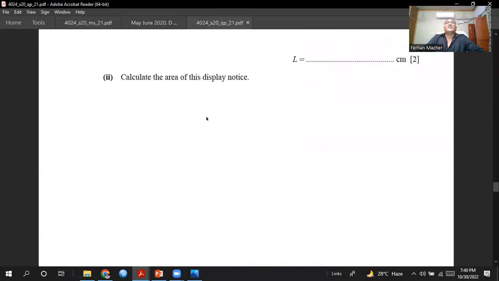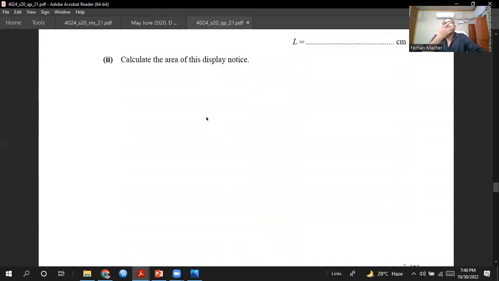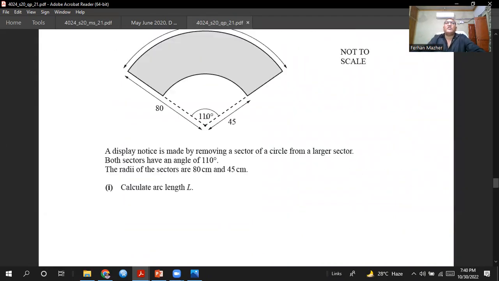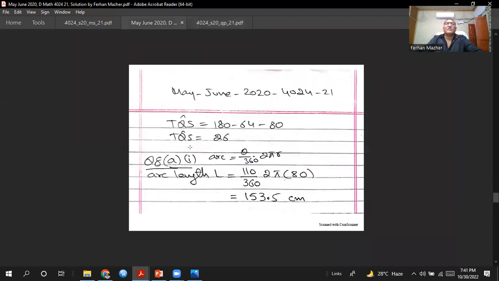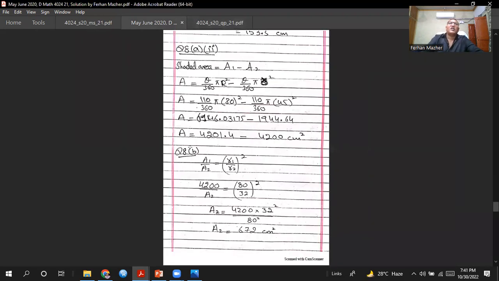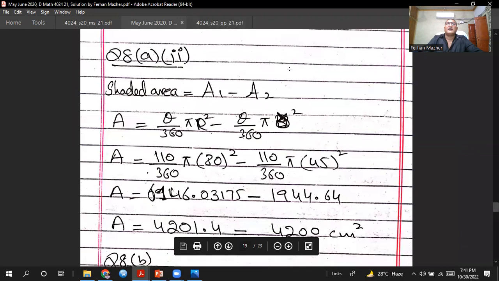Okay, the next question is a 3 marks question. Calculate the area of this display notice. So the area is this area which is shaded here. I will find the area of the big sector, and from there I will subtract the area of this small sector. So the shaded area, or the area of the display, will be area 1 minus area 2.